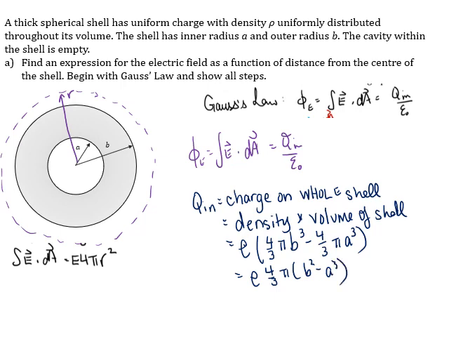Okay, let's put our Q in together with what we know for E dot dA. So E times 4 pi r squared, that's our net flux, equals our Q in, rho times 4/3 times pi times b squared minus a cubed. And then our net charge has to be divided by epsilon naught. Okay, we've got to spill on to the next slide.